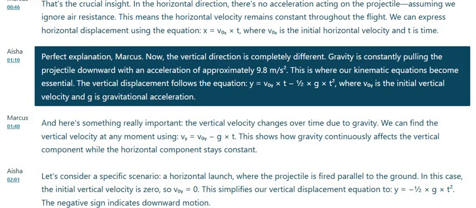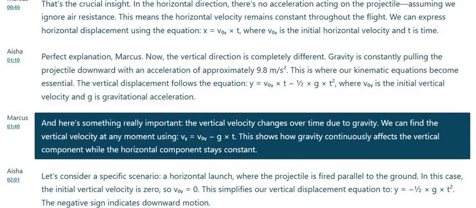Perfect explanation, Marcus. Now the vertical direction is completely different. Gravity is constantly pulling the projectile downward with an acceleration of approximately 9.8 meters per second squared. This is where our kinematic equations become essential. The vertical displacement follows the equation y equals v0y times t minus 1/2 g t squared, where v0y is the initial vertical velocity and g is gravitational acceleration.